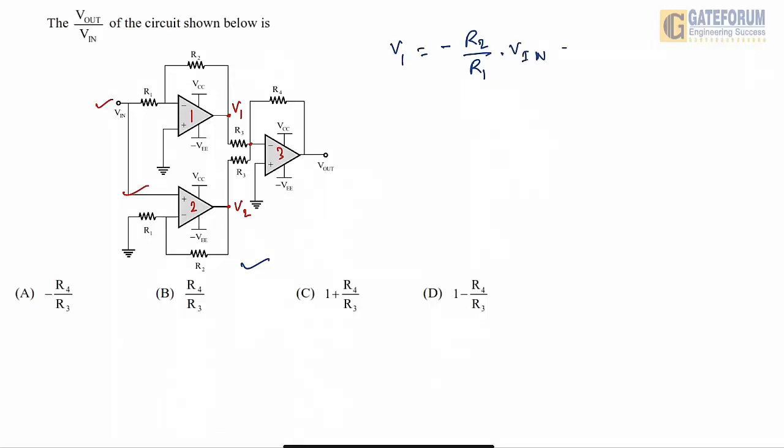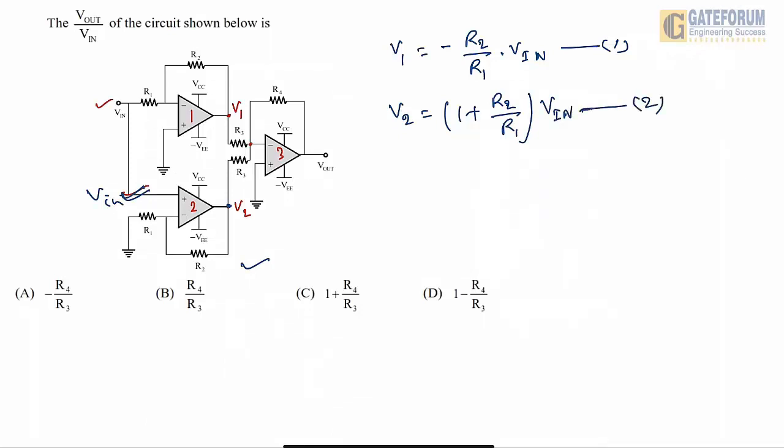Let's say this is equation number 1, the output of the first op amp. Now similarly for the second op amp, what will happen? This is working in non-inverting mode, because the common input Vin is provided to the non-inverting terminal of the second op amp. So the output V2 will be 1 plus R2 by R1 into Vin. Let's say this is equation number 2.